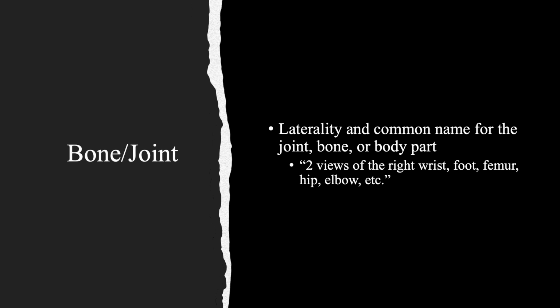When you're talking about the bone and joint, you want to talk about laterality and the common name for the joint or bone or whatever body part you're looking at. So you would say something like, this is two views of the right wrist, or the right foot, or the right femur, or the left hip, or the left elbow. Whatever it is, you want to give the number of views, what is the side, right or left, and then what is the name of what you're looking at.